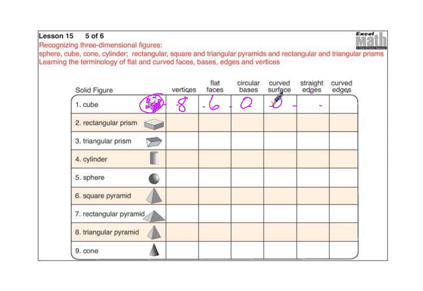There's no curved surfaces. A straight edge, there is going to be 1, 2, 3, 4 across the top. Now, this is getting kind of ugly. Let me erase all of my mess on there. Go back to my pen. So you have 4 on the top, 4 on the bottom, and then 4 going up and down. So that's a total of 12 straight edges. Curved edges: there are no edges that actually curve on that, so we put a 0.